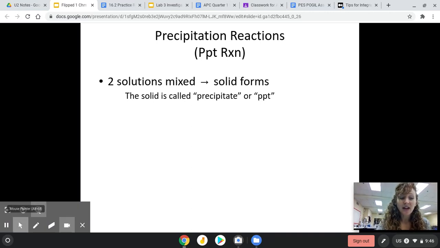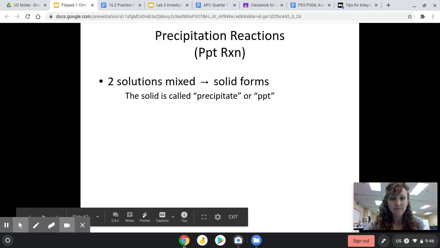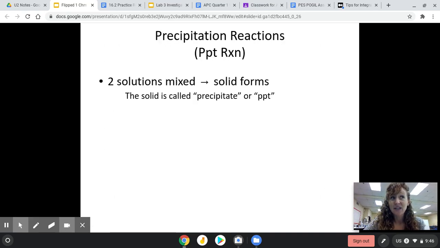So these reactions are not too groundbreaking, might be the term I'm looking for. They're not very novel to us. They're something that we dealt with heavily in chemistry last year. We spent a lot of time in chemistry identifying and predicting the products of a double replacement reaction. Well, that's exactly what this is.